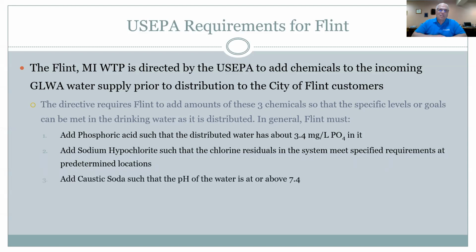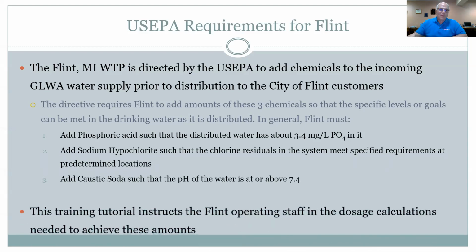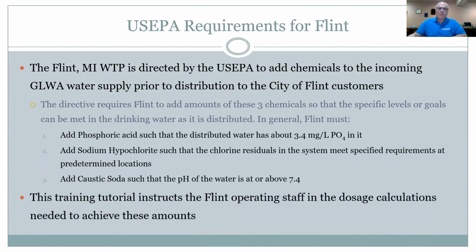And of course, they had to add caustic soda so that they brought the pH up into a range where the hypochlorites and the phosphoric acid were going to be good for their lead and copper program. So this training tutorial instructs the Flint operating staff in the dosage calculations only. There was a lot of other training that went along with this, of course, but this is basically just how to calculate dosage for these 3 chemicals.